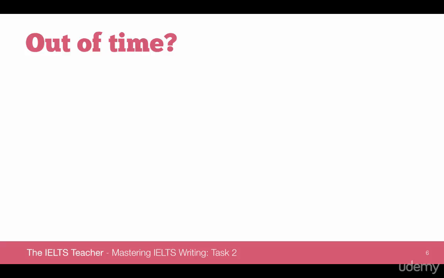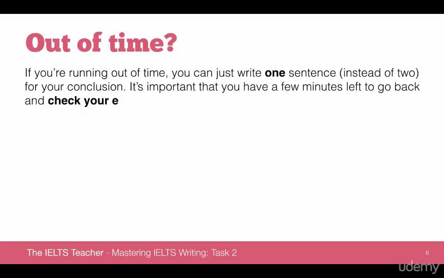Now, if you're out of time, and this is a very common occurrence because of the amount of time some people spend on the introduction and the body, they haven't really been paying attention to the time, then you may struggle to write 2 sentences. And if that's the case, you can just write 1 sentence. And there is an advantage to writing 1 sentence as well. It improves the complexity of your sentence, and of course it saves you time, because it's extremely important that you have at least a couple of minutes to go back and check your essay. As we looked at in the timing lecture, ideally 5 minutes, but at least a couple of minutes.